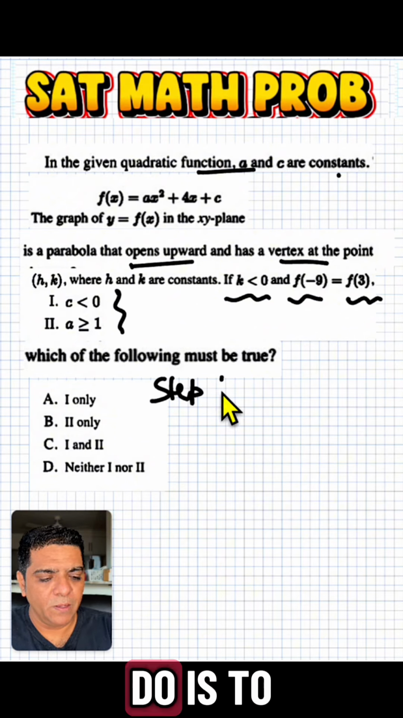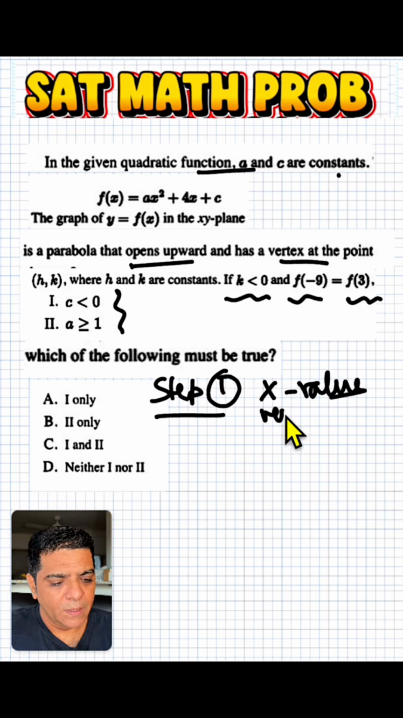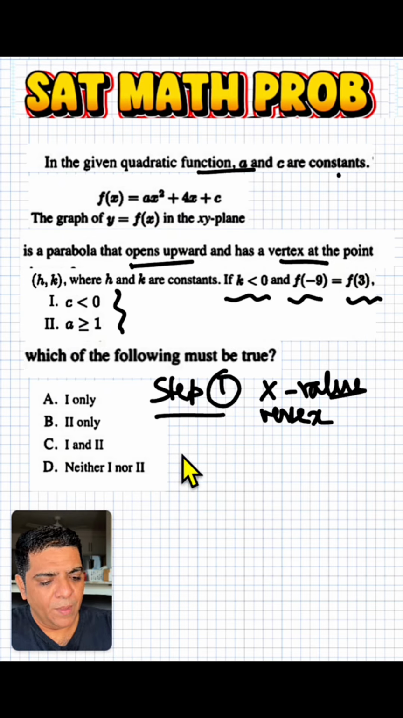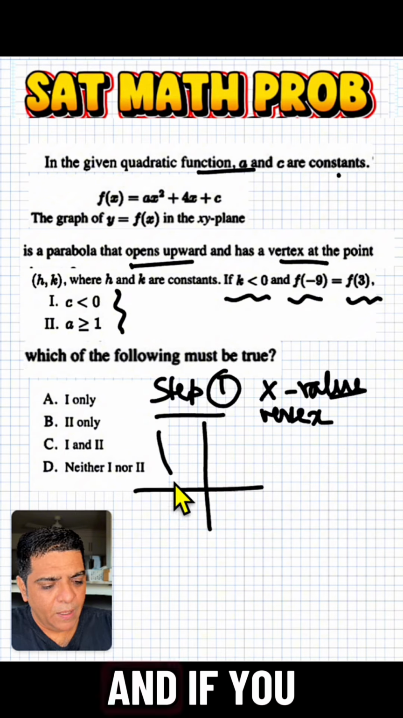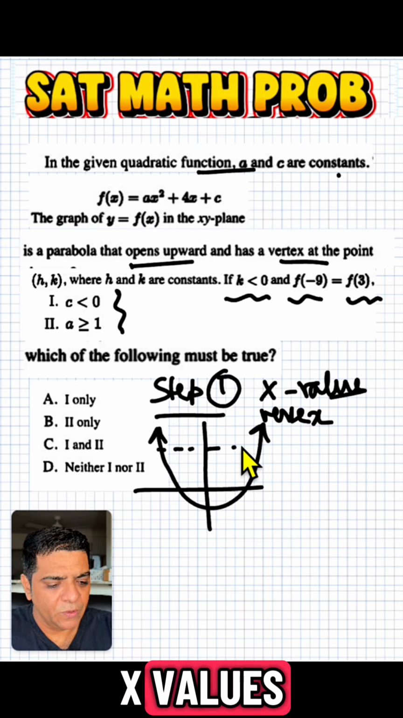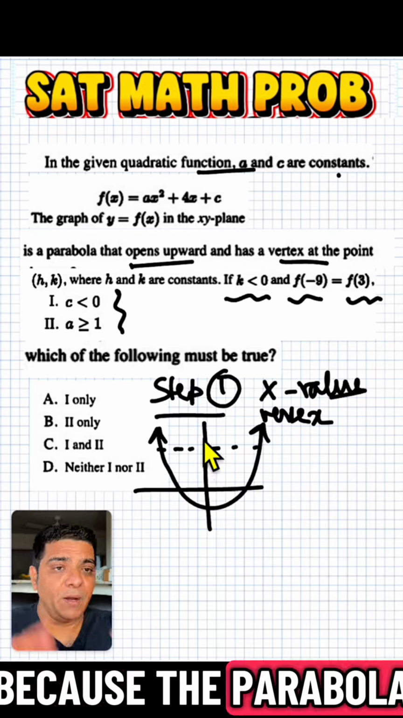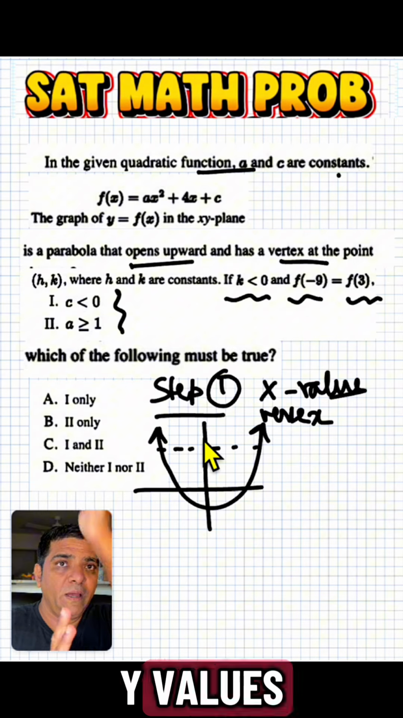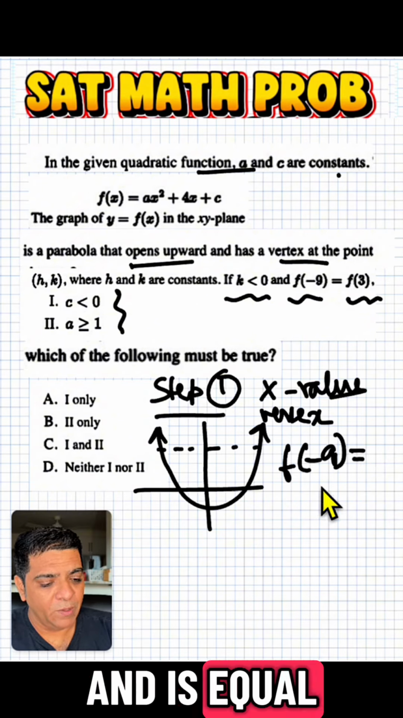So the first step we want to do is to find the x value of the vertex, h. We are given that f of -9 equals f of 3. What that means is, if you have a parabola and the same y value, or f of x value, for two x values, then the x value of the vertex is going to be between those two x values, because the parabola is symmetric. So in this case we have f of -9 equal to f of 3.